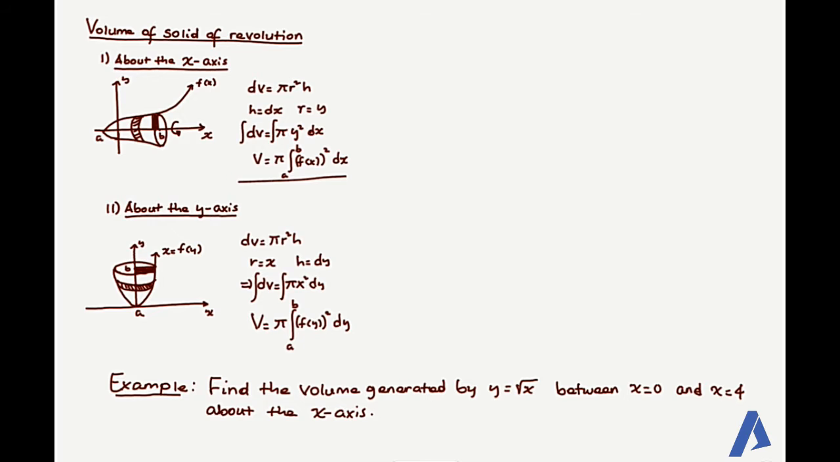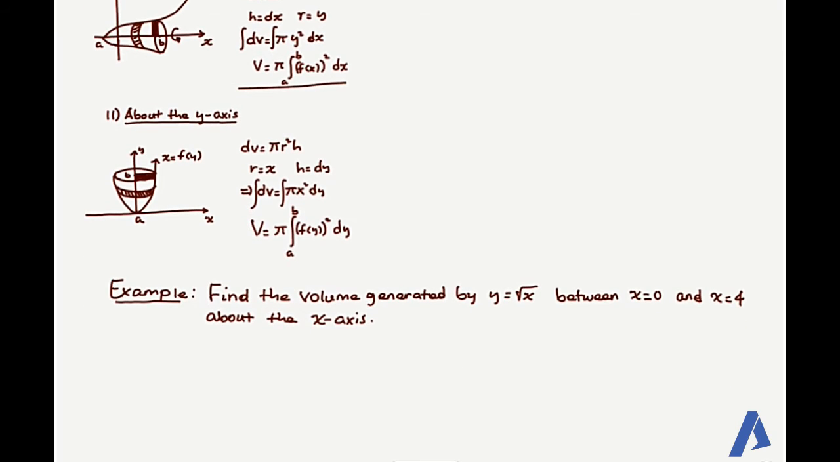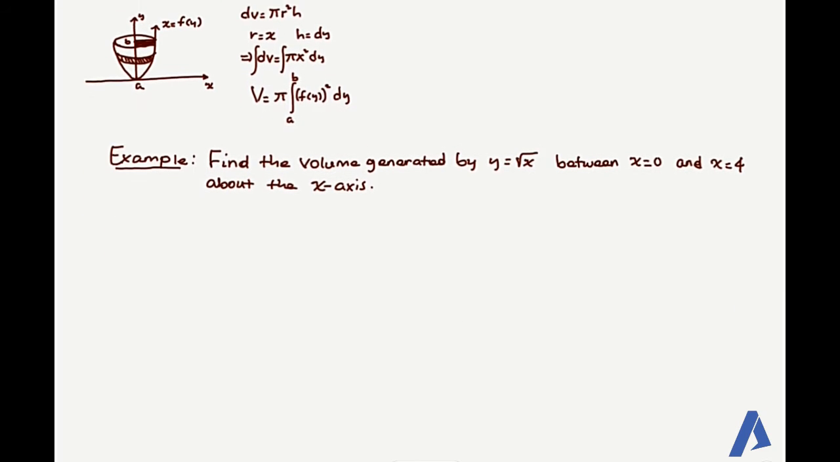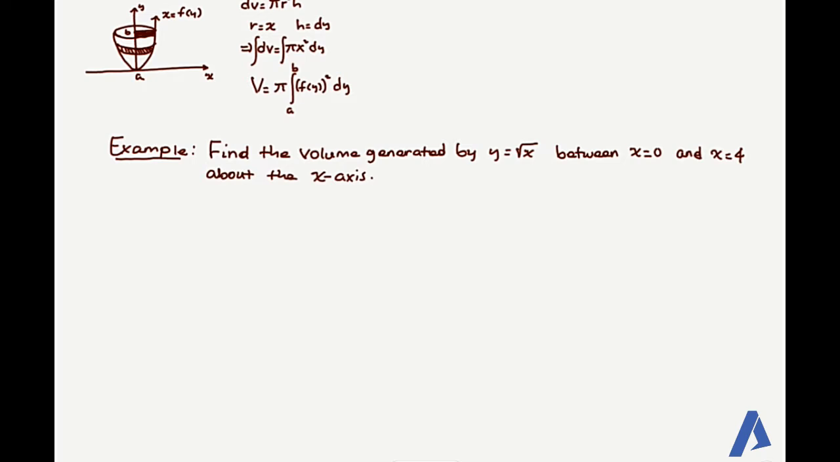ስለዚህ substitute ካረግን በኋላ integrating both sides with respect to x will give us our volume. Pi is a constant ስለዚህ ብቻውን ትወጣለች። The integral of f of x the whole square with respect to x from a to b will give us our volume of the solid of revolution. About the y axis the same concept ነው የምንጠቀመው። ሆኖ ግን with respect to x የነበረውን with respect to y እናደርገዋለን። ስለዚህ በዚህ መሰረት አንድ ኤግዛምፕል፣ find the volume generated by y is equal to the square root of x between x is equal to 0 and x is equal to 4.